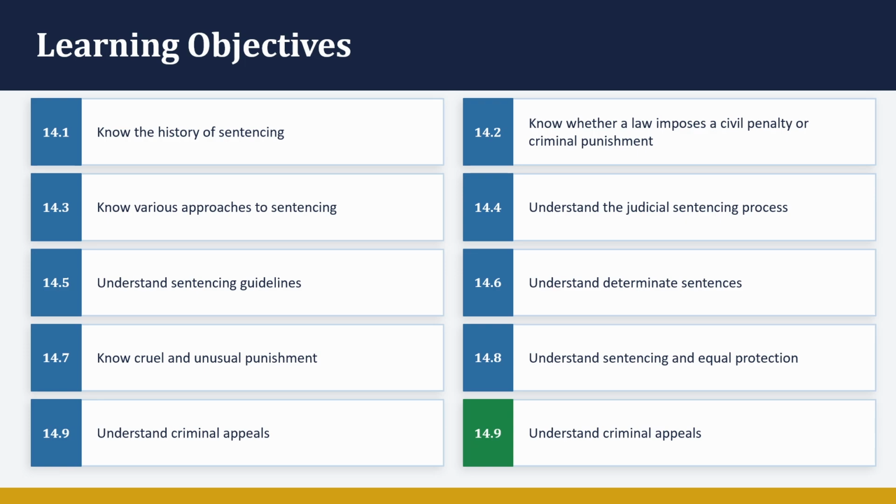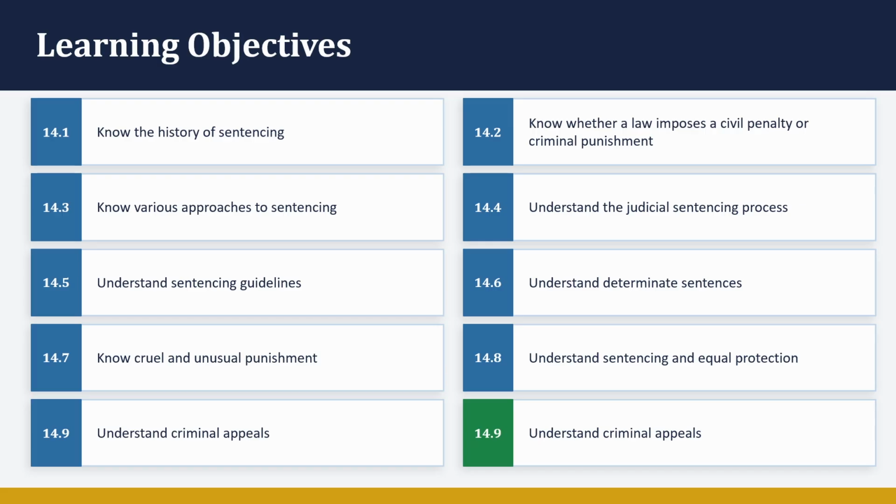Objective 14.4 covers the judicial sentencing process, the pre-sentence report, the sentencing hearing, the right of allocution, and victim impact statements. Objective 14.5 addresses federal and state sentencing guidelines, including the landmark Supreme Court decisions transforming them from mandatory to advisory.